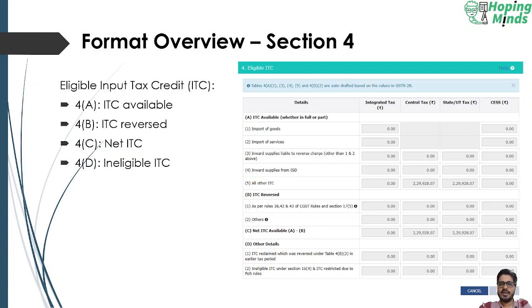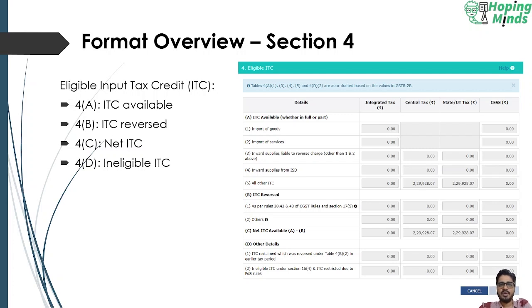Such input tax credit is available from import of goods, import of services, then inward supplies liable to reverse charge. So we have to declare the tax liability due to reverse charge mechanism in table 3.1d. The corresponding input can be claimed here in the third column of table 4A, that is inward supplies liable to reverse charge. Then inward supplies from input service distributors, and finally all other input tax credit is to be declared here.